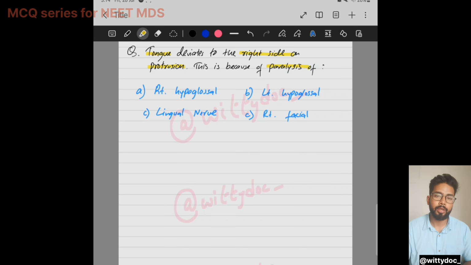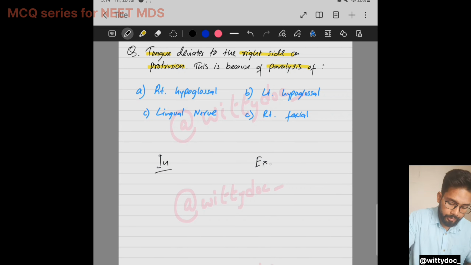So the question is from general medicine, a CNS topic. Let's hop on to the solution. For this we have to know all the muscles of the tongue and their innervation. The muscles of the tongue are of two types. It could be intrinsic muscles or extrinsic muscles.